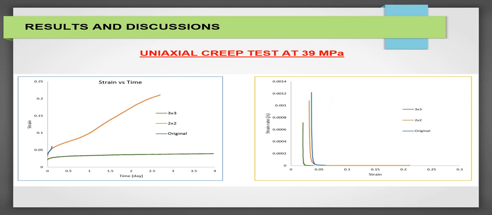And this is also shown by the strain rate versus strain graph. This is the uniaxial creep test at 39.0 megapascals. The original sample lasted only a few minutes, so to say, and it failed, while the other samples lasted a number of days. For instance, the 2 by 2 sample failed after 2 days, and the 3 by 3 sample stayed for more than 3 days. So you could see that the higher the stretch ratio, the more the resistance to creep.